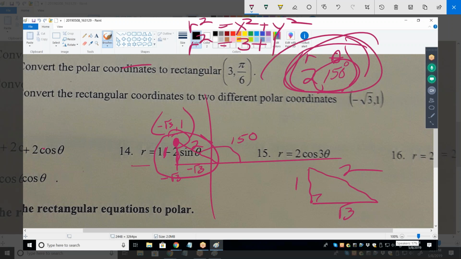Now, I think I gave you an answer. Let's see. If I wanted to go this way, -2, then I would have to go 330 degrees, -2.